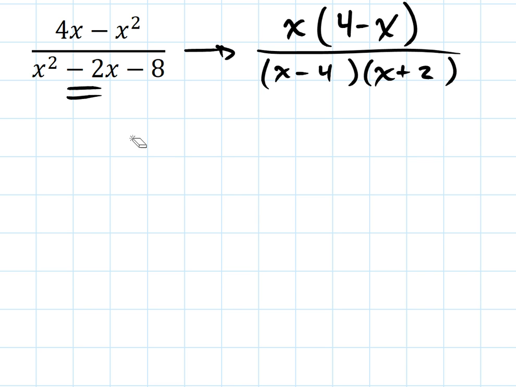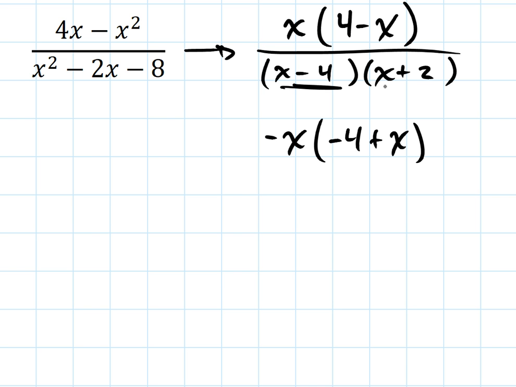When I look at this, I notice this is the thing of interest. In my denominator, I have an x minus 4, and in the numerator, I have a 4 minus x. Those are exactly the same, with the exception that all their signs are different. So I'm going to rewrite the numerator by factoring out a negative 1. If I do that, this becomes a negative x, that's the negative 1 that I factored out, times negative 4 plus x.